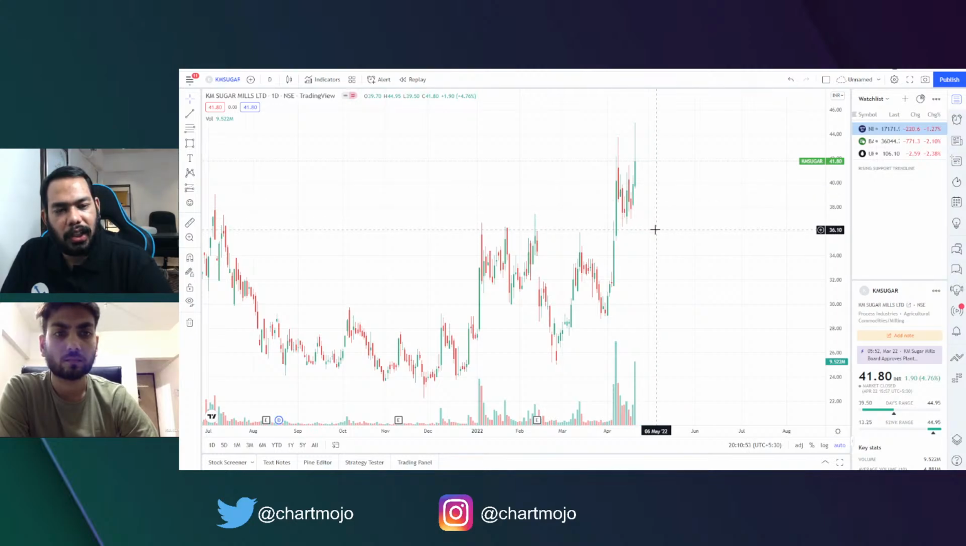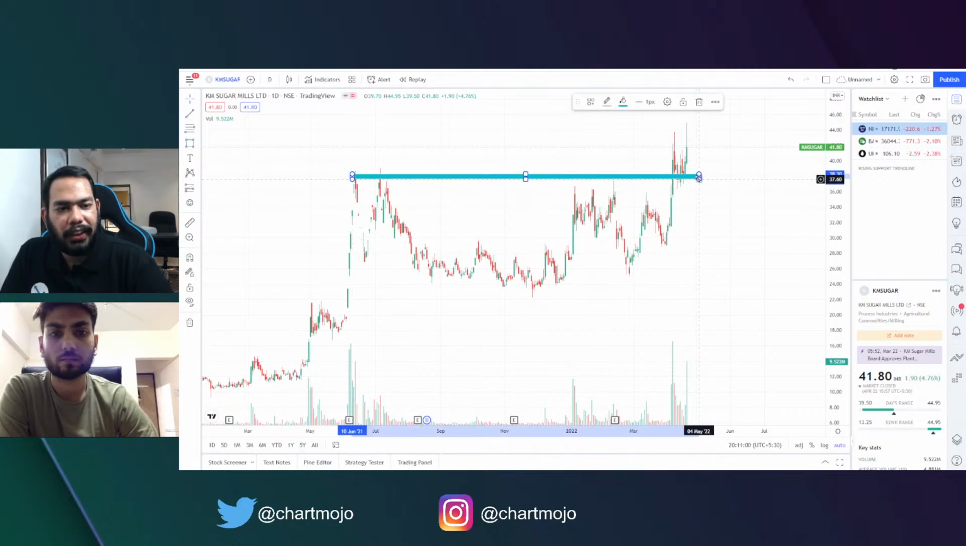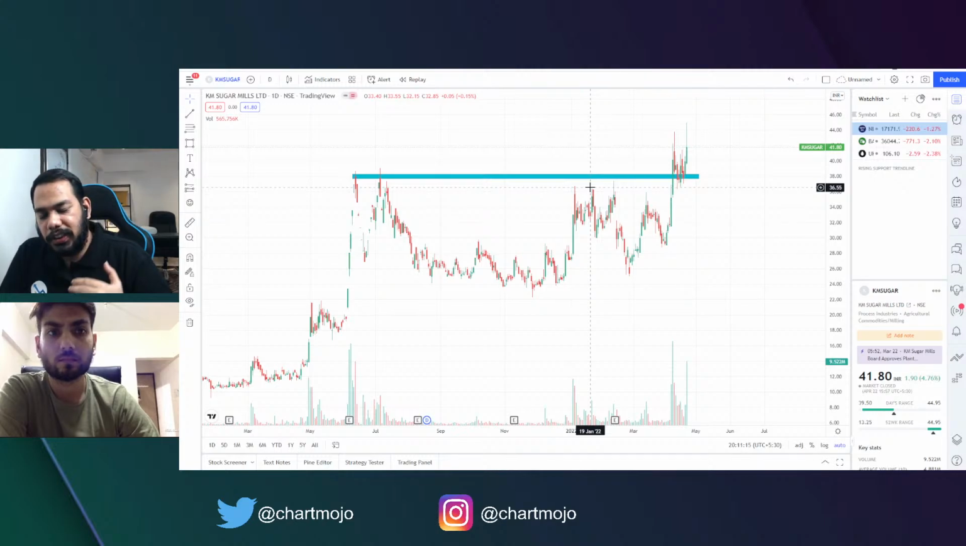you must keep your SL below the level, because after the breakout the counter has given a test, and the retest has been made near this level, not the older highs. So 36 was the level. Just wait for 36. Just keep your SL at 30 and ride the move if you get success. So a fresh position should be avoided in this counter.